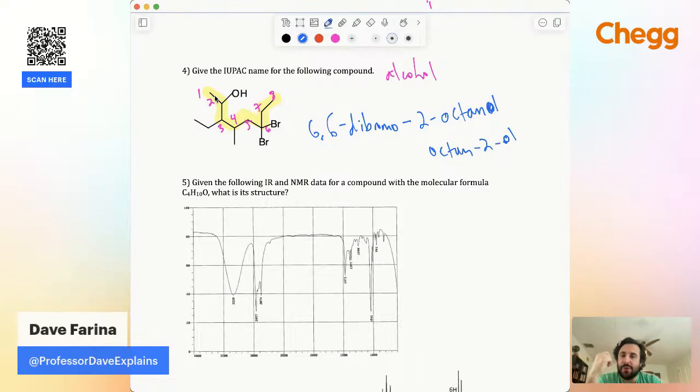So we identified the parent chain, which has to contain the carbon bearing the hydroxyl. We numbered left to right because it gives the hydroxyl the lowest number. Then we list the substituents, followed by the parent molecule, indicating where the hydroxyl can be found. It's on carbon 2, so 2-octanol.